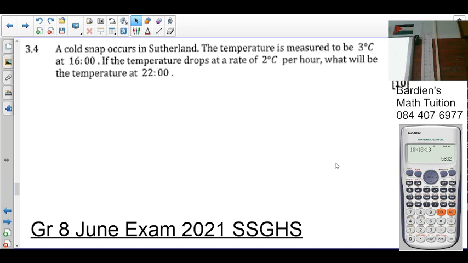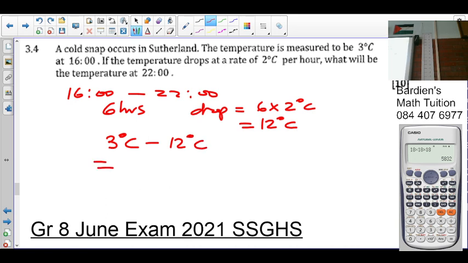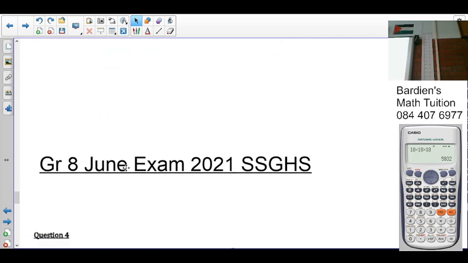What would the temperature be at 10 o'clock? So between 1600 hours to 2200 hours, which is 10 o'clock at night, is going to give you 6 hours in total. Not so? So the drop in temperature is going to be 6 times 2 degrees, which is 12 degrees in total. So if it starts off at 3 degrees and it drops by 12 degrees, then what is the temperature? Negative 9. People, you guys understand? The nice question, huh? Okay, all the questions are nice.